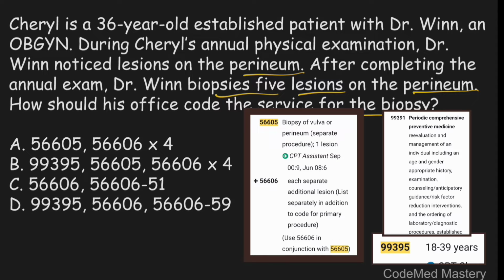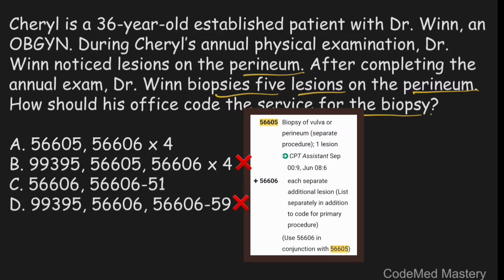So we have to carefully read the question. They have mentioned how should his office code the services for the biopsies. Therefore we have to code only for the procedure. So the option with E/M codes will be wrong. So directly eliminate option B and option D, because if one code is wrong, the entire option will be wrong. Now we are left with option A and option C.